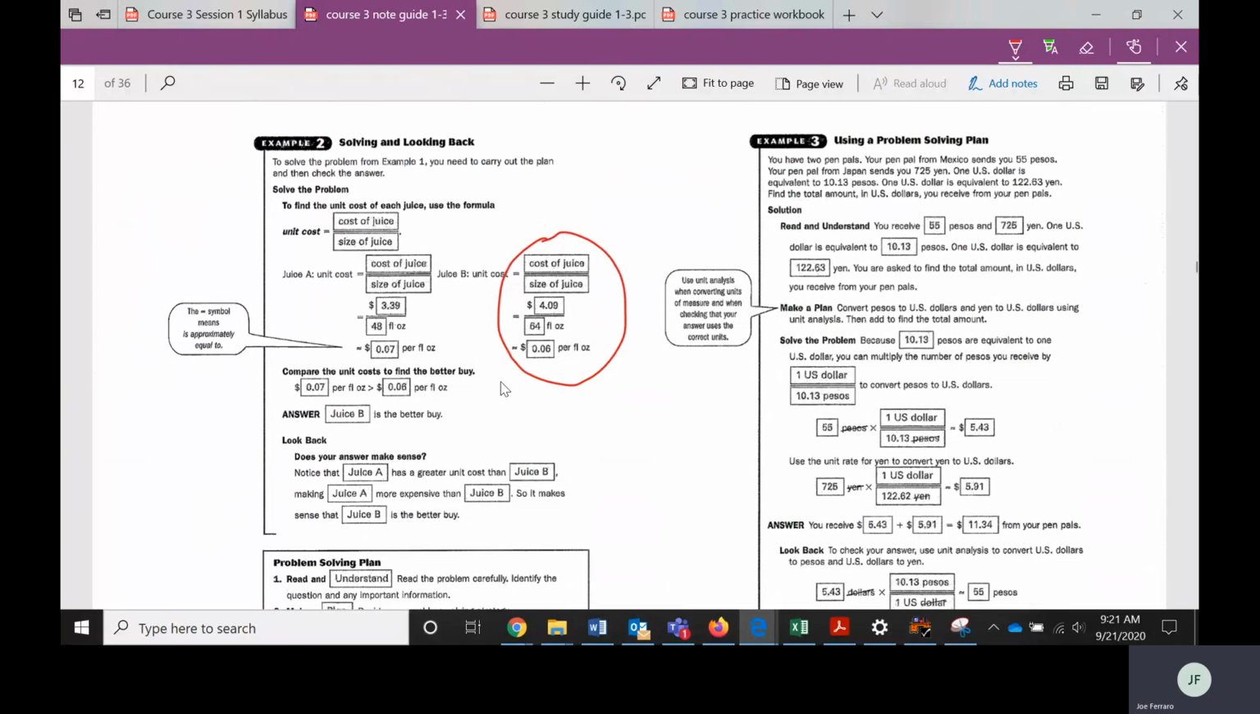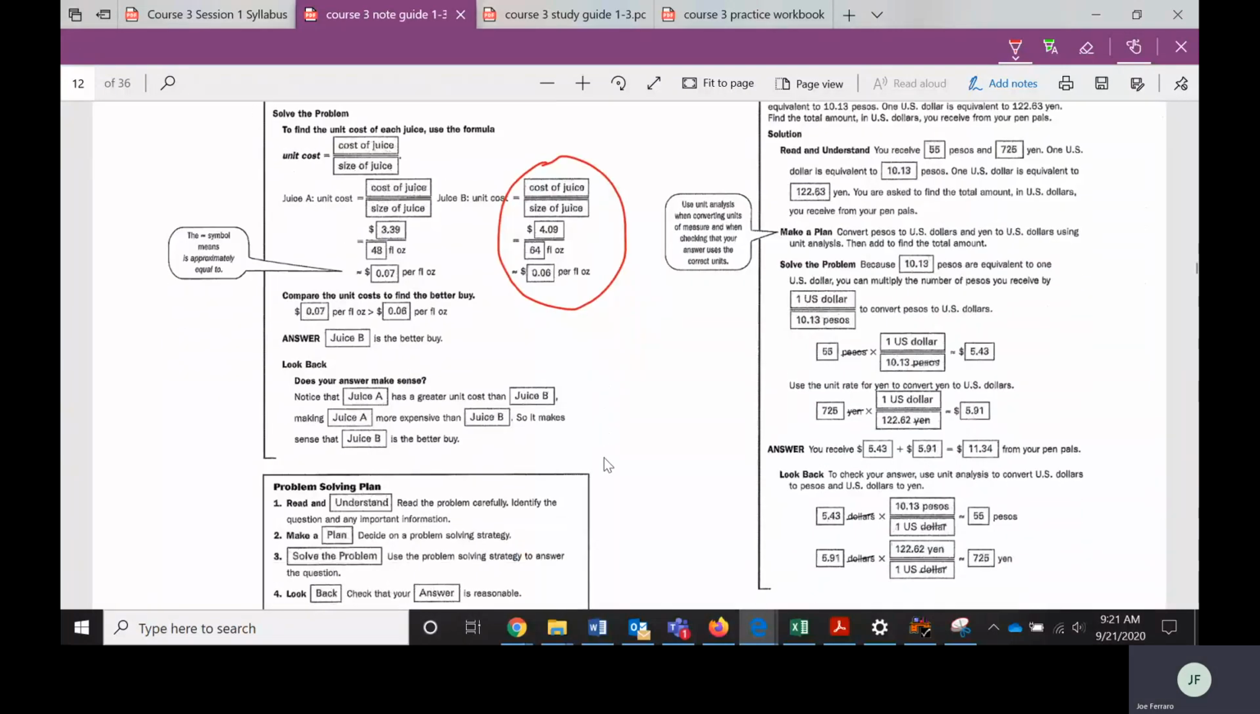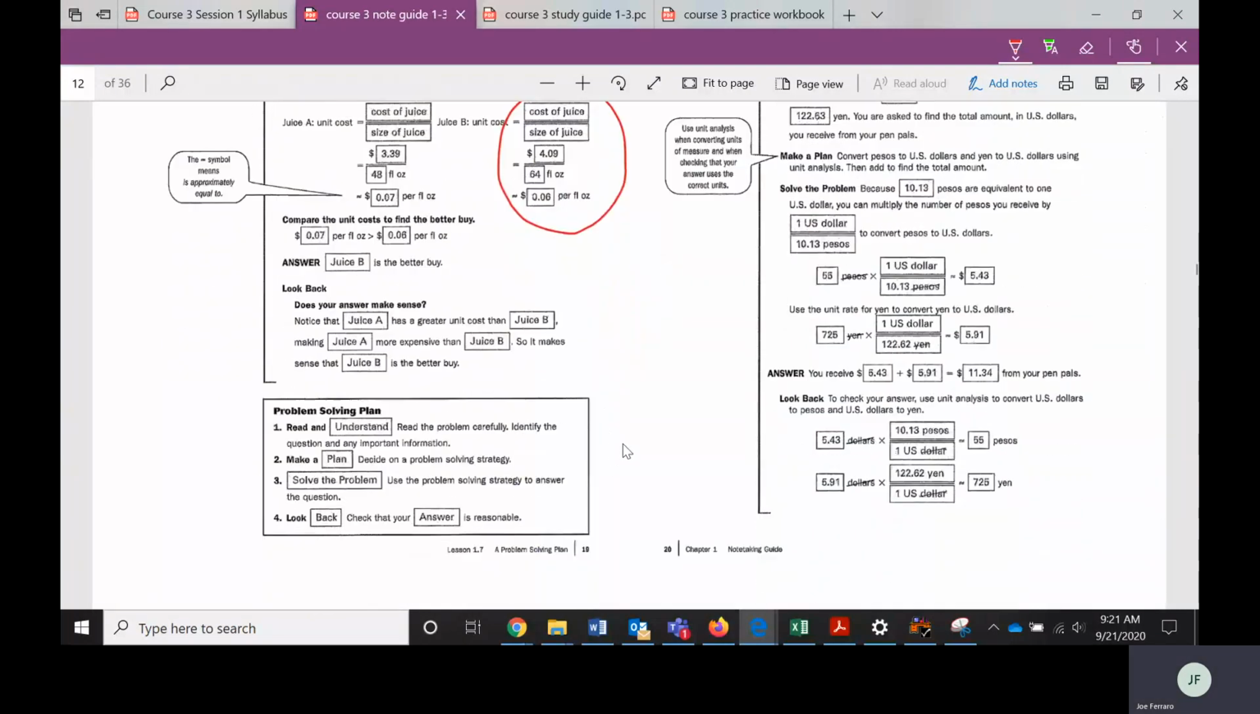And in real life, that doesn't mean you always buy that one. If you're not going to drink that much and it's going to go bad, then you might be better off buying the other. When the question is just which is the better buy as far as price, this would be juice B. Okay.